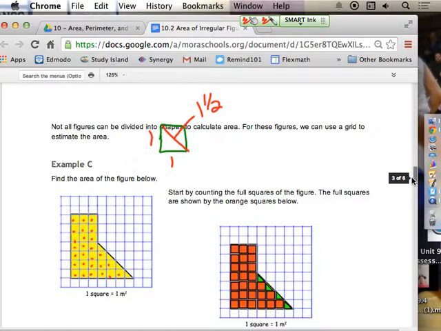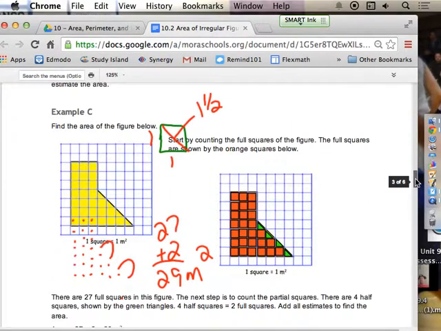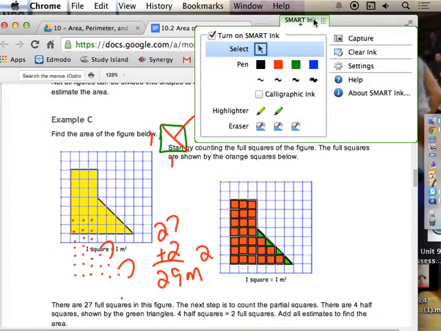Full squares. And I have 27 fulls, and now I try and put some halves together. Ooh, those 2 can go together, and that makes a 1. And those 2 together, and that makes another 1. So plus 2. And I end up with 29. Each one's worth a meter, so 29 meters squared for area. Okay? Questions? I hope that you'll come up and ask if you have any. All right?